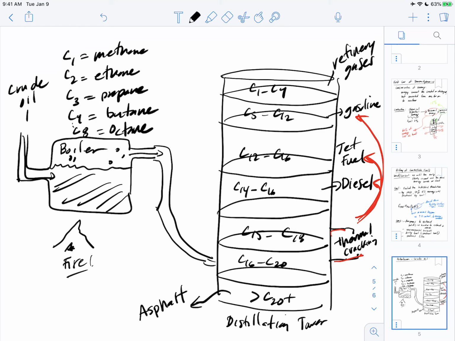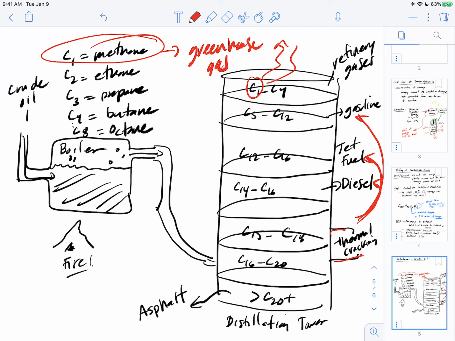Now, one thing I also want to mention is that one refinery gas we really are going to be paying attention to is methane. Methane is a very potent greenhouse gas, and we find that a lot of our methane escapes in this refinery process into the atmosphere. So the processing of petroleum or crude oil, not the burning of it, but the processing of it, releases a lot of greenhouse gas and energy.